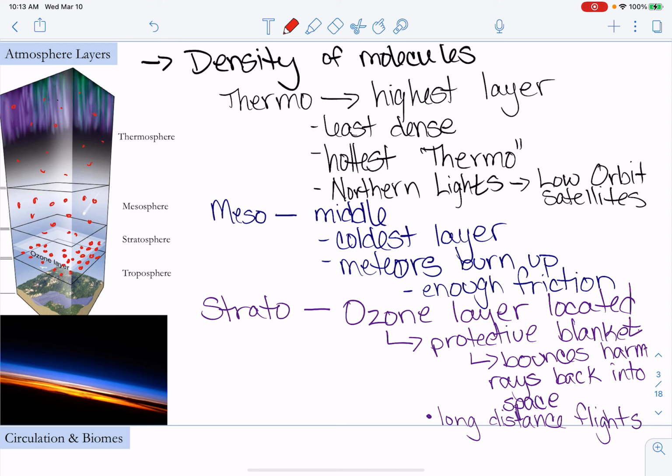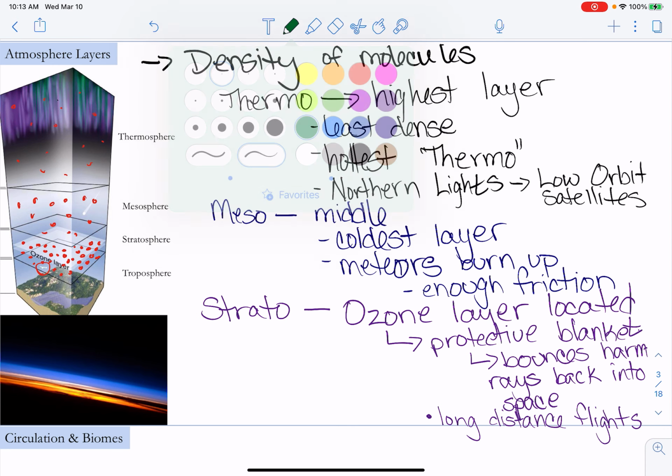And then the stratosphere is thicker than the mesosphere. So we do have more particles. Oh, look, there is a plane flying here. I didn't notice. There's the little plane. So there are all sorts of fun things happening in the stratosphere.